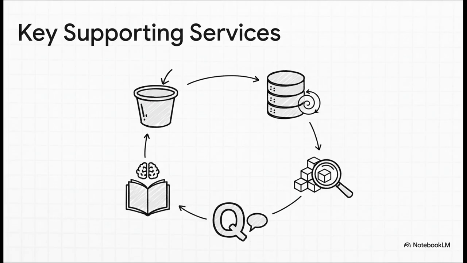Kendra, that's like a pre-built, super intelligent search service for all your knowledge bases. And finally, Amazon Q is the AI assistant that kind of helps bring all these different pieces together for you.